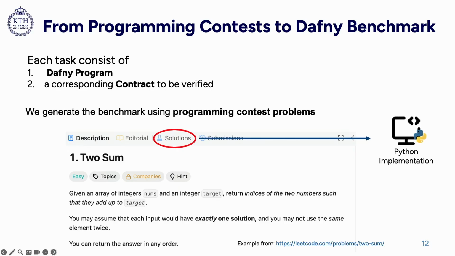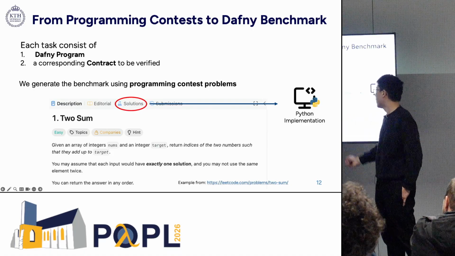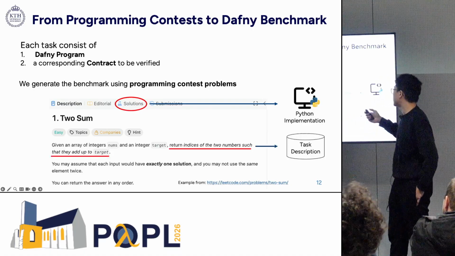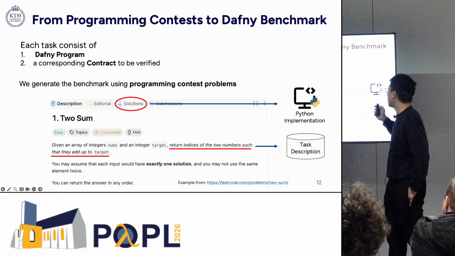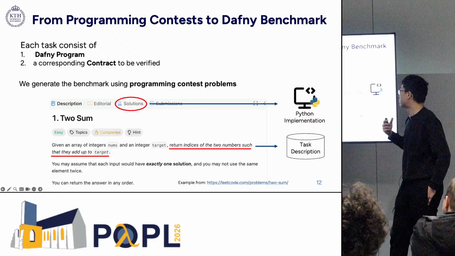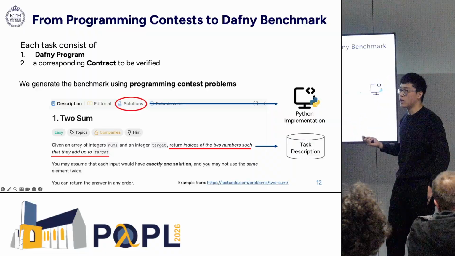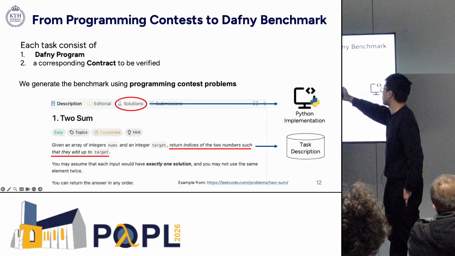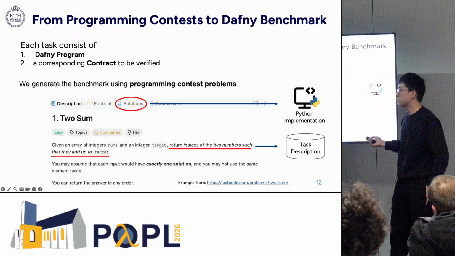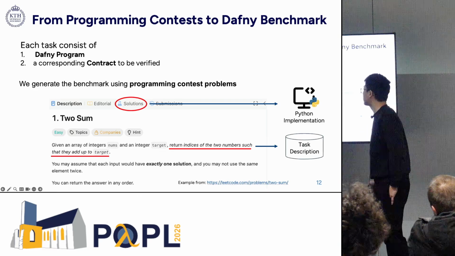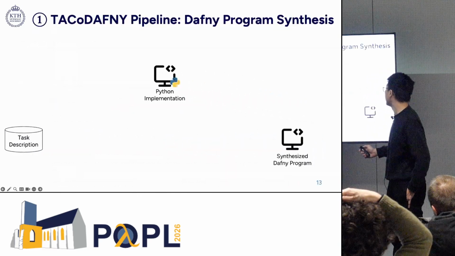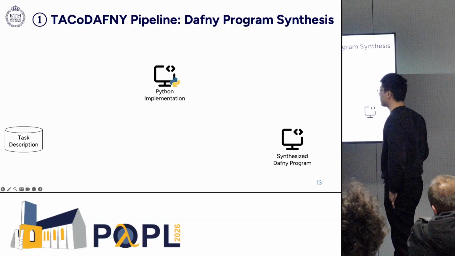This is usually in some mainstream language, for example, a Python implementation. So we already have a program, but we just need to convert it to Dafny. And it's also described in natural language what the expected behavior of the program is. For example, here, return the indices of two numbers such that they add up to target. So we already have a program and a contract, just in a different format. So the task of TACoDafny is to convert them into a Dafny program and Dafny contract.